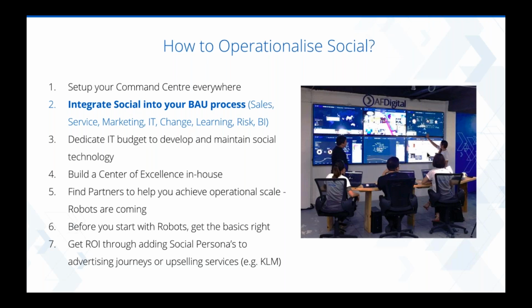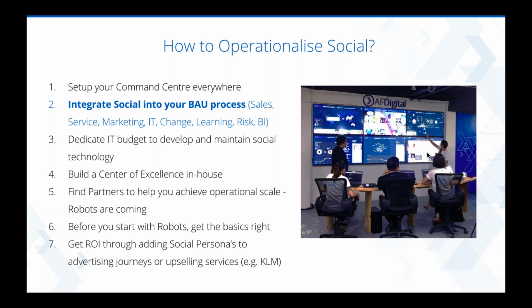Fifth, find partners to help you achieve operational scale. Robots are coming. You've all seen bot chats. You don't need to build large teams managing social when you can have partners that do that. Later on, automation will come.